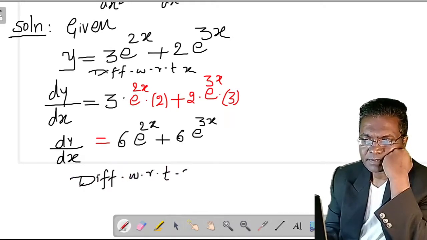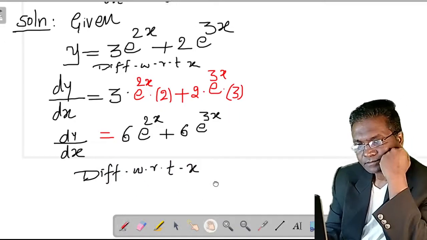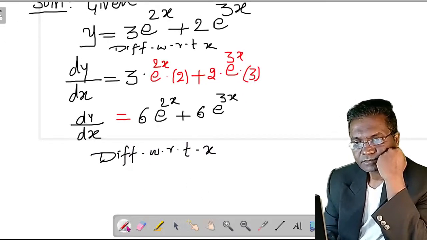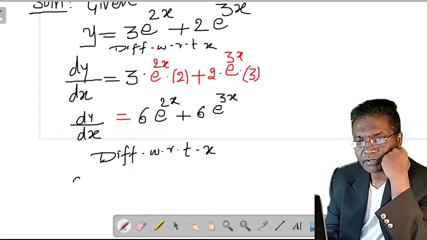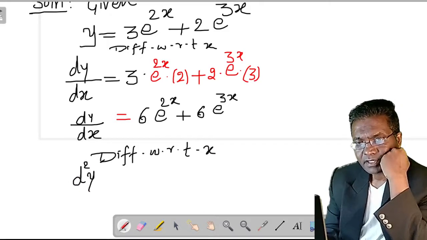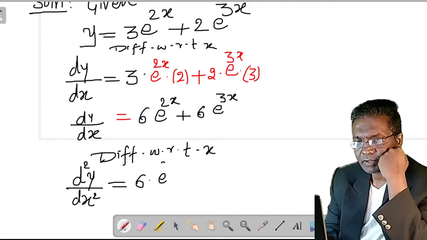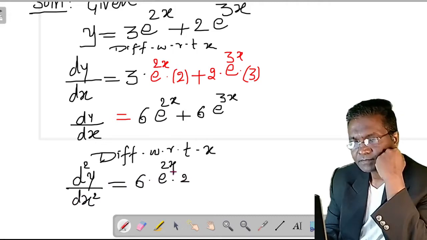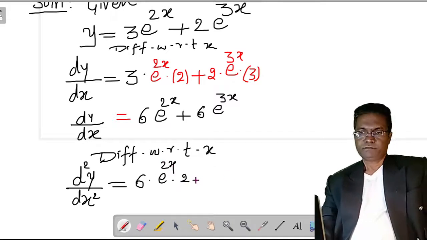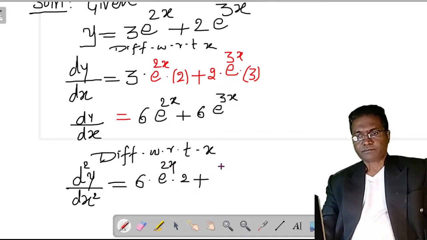Okay, so redifferentiate it. Differentiate with respect to x again. Okay. So what is the derivative of dy by dx? It is d square y by dx square equals 6 into e power 2x. The derivative is e power 2x, and one more 2 comes here. The derivative of 2x is 2. Similarly out here, 6 into e power 3x, and the derivative of 3x is 3.